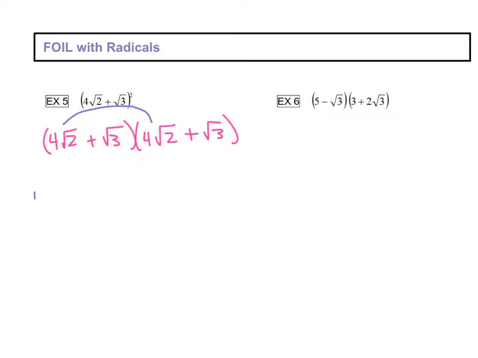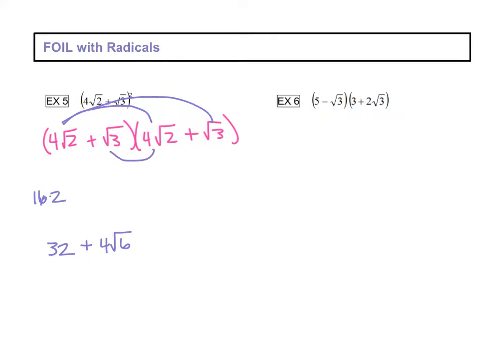We multiply the 4's and we get 16. Multiply the square root of 2 and we get 2. So that actually becomes a 32. Then we multiply our outside terms. It's a positive times a positive, so it'll be positive. And we have 4 times the square roots of, and here we can multiply the 2 and 3 together, so we have the square root of 6.